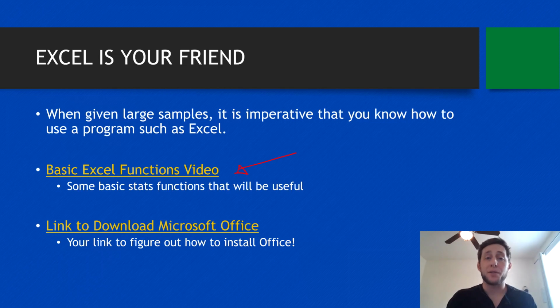Now, if you don't have Microsoft Excel, don't worry. By being a part of this university, you can get Excel for free, actually. So click that link. It'll take you to a PDF describing how to download Excel, or at least the online version. And you'll get Office for free with it. So you'll get Word and PowerPoint and all that sort.